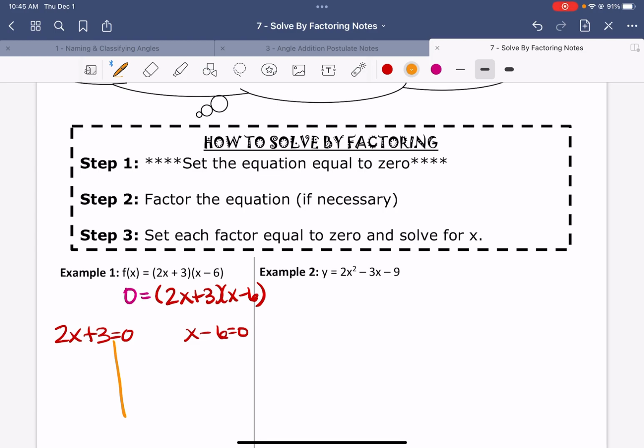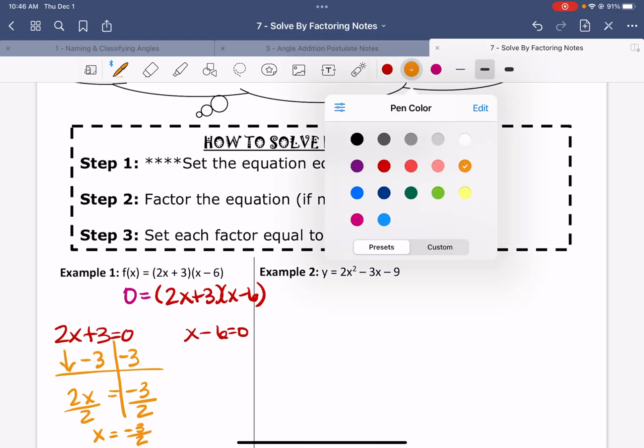But we do need to move that plus 3. So how do you move a plus 3? You're going to minus 3. So we subtract 3 on both sides. That gives us 2x equals negative 3. Last step, divide. What are we going to divide by? We divide by 2. So we end up with x equals negative 3 over 2 as one of our solutions, or x-intercepts. Okay, do the same thing on the other side.